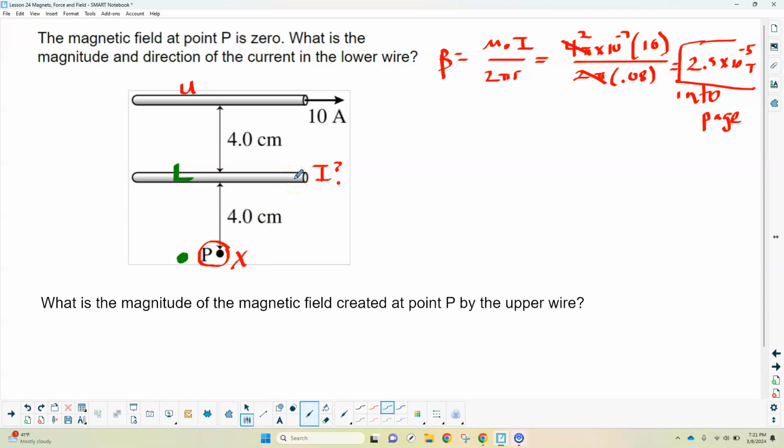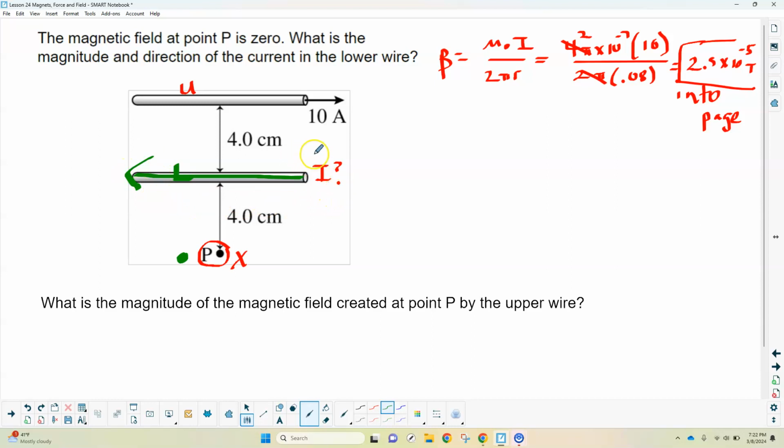In order for that to happen, we need our fingers to come towards us as we orient our hands. Again, if you take your pencil and grab it so that your fingers are curling and pointing at you underneath the pencil, your thumb points to the left. So the current in the lower wire has to go to the left. That's the direction of the current.